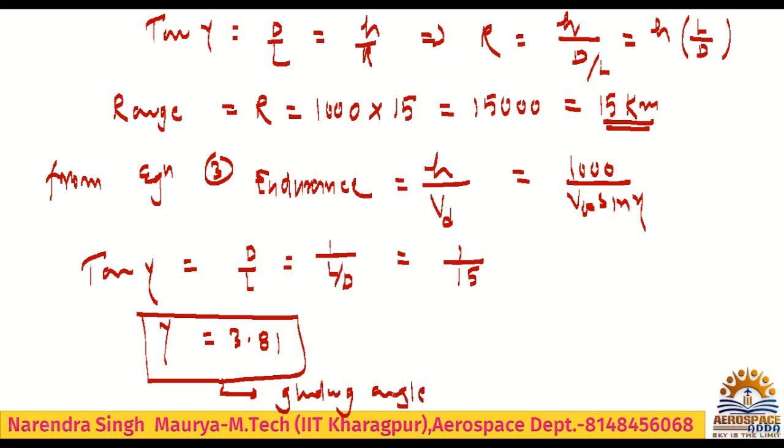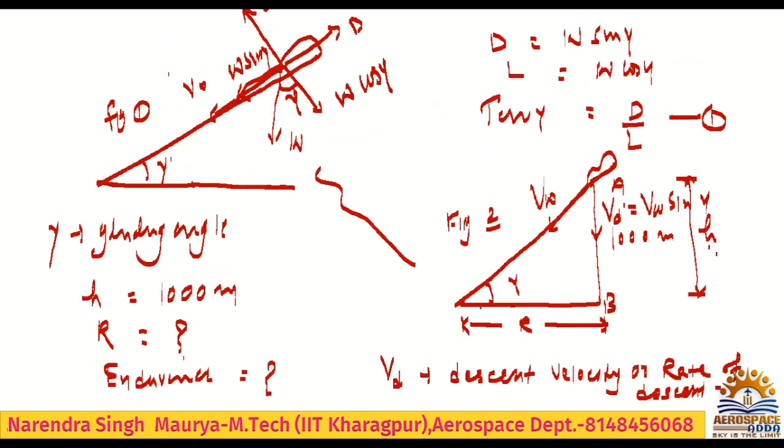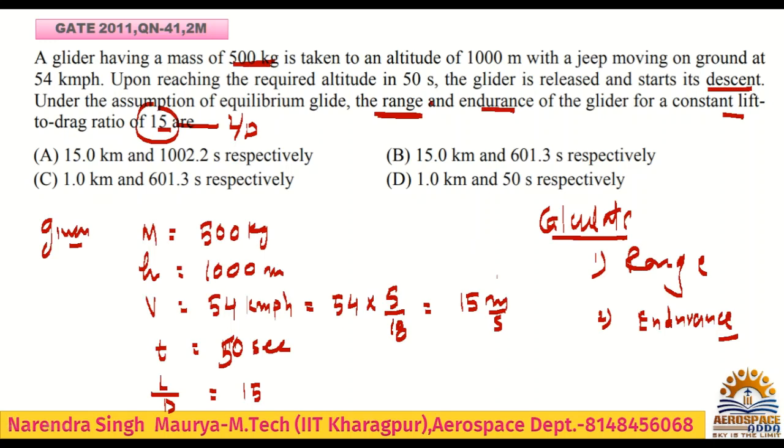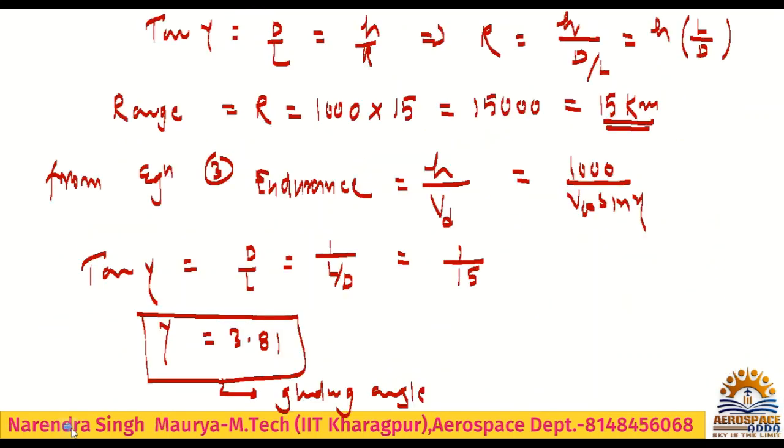V infinity here, check this, it is given 15 meter per second. Okay, so we'll keep all the values here. V infinity is 15 meter per second. Gamma is calculated as 3.81 degree. Keep all the values here.